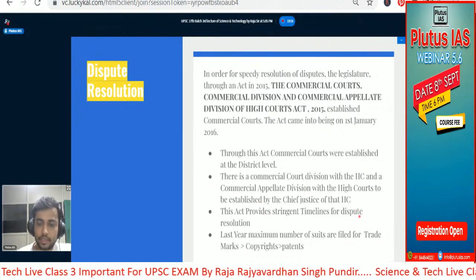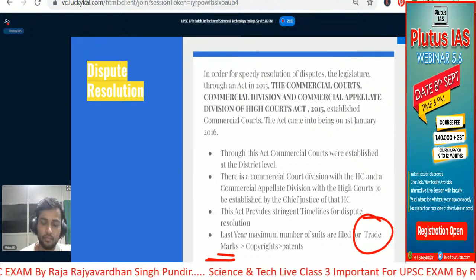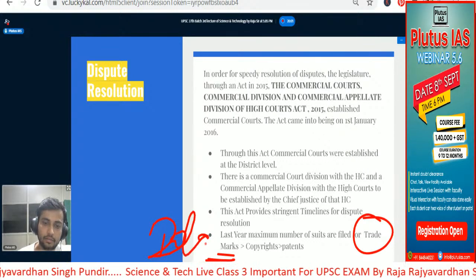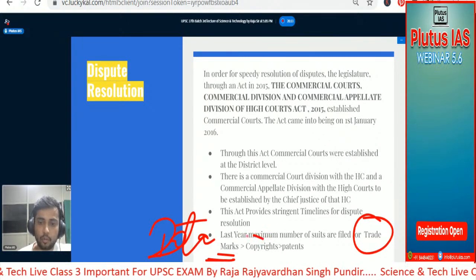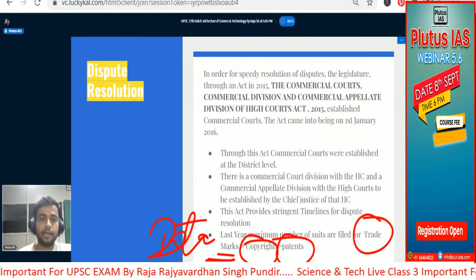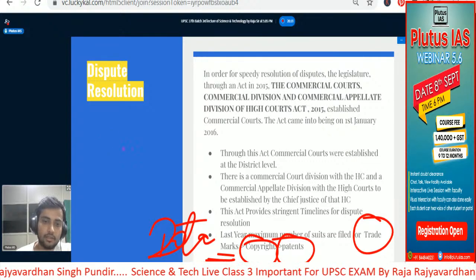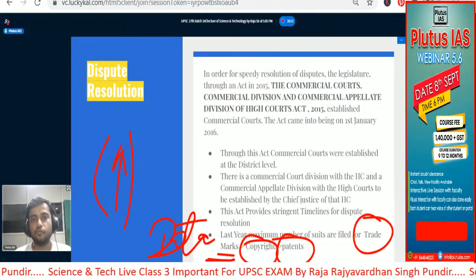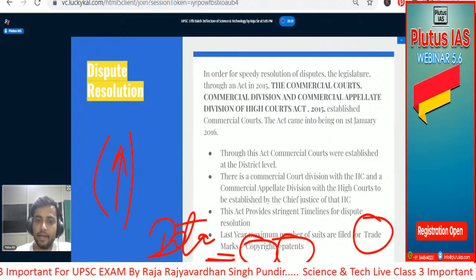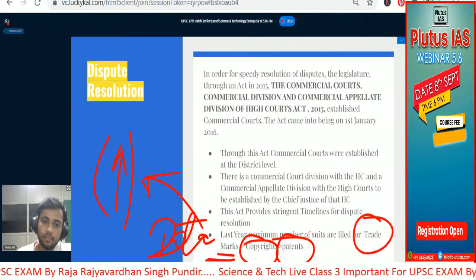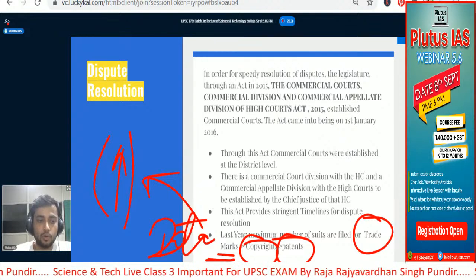In the last year, the maximum number of cases filed were for trademarks. This is some data: the maximum number of cases were filed for trademarks, followed by copyrights, and then patents. After the passage of this Commercial Disputes Act, there is an increase in the number of cases being filed in court. This signifies that people now have faith in the dispute resolution mechanism and are approaching the courts.